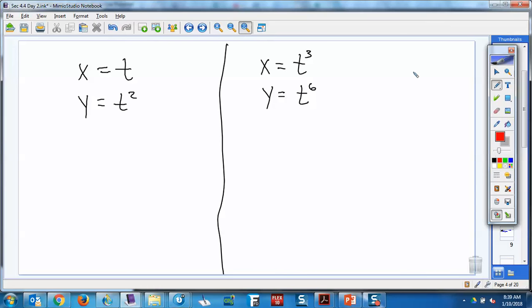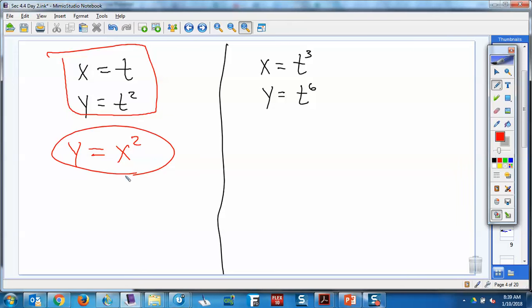Matter of fact, if you want to take just a regular old function and graph it, the best way to do it as parametric is to do this. Let x equal t. Just let x equal t, because it's a simple substitution. If x is equal to t, then this has got to be the graph of y equals x squared. So it is a parabola, right?